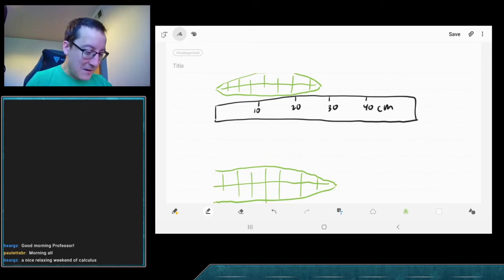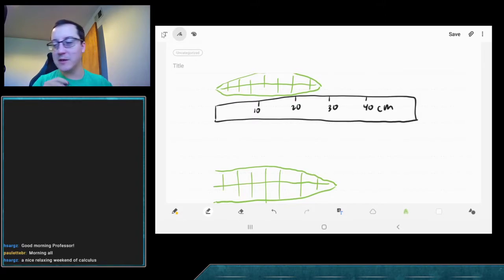So when we're taking measurements in science, relaxing weekend of calculus, yeah, said no one ever, except maybe Newton. Whenever we're taking measurements in chemistry, we're going to see that the instrument that we're using to take the measurement, that is to say, the tool we're using, is going to be very important for how we're going to be able to communicate our results.